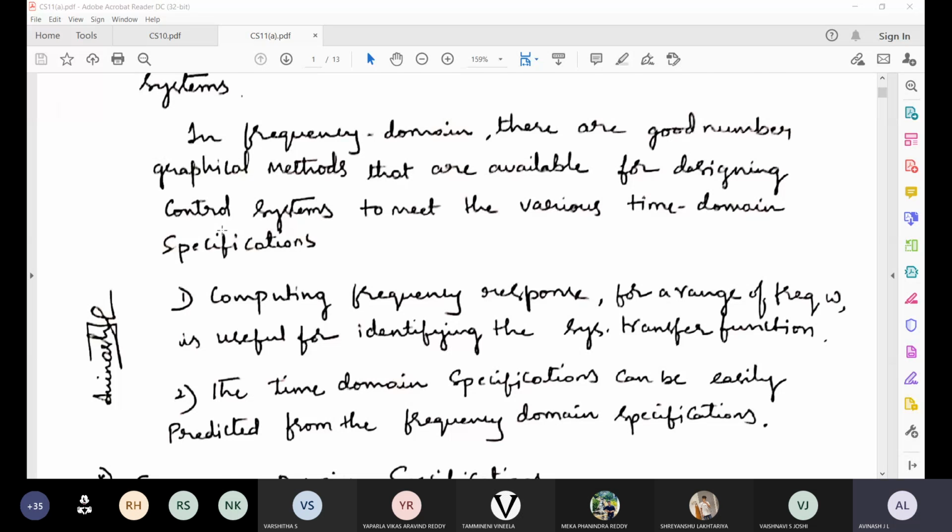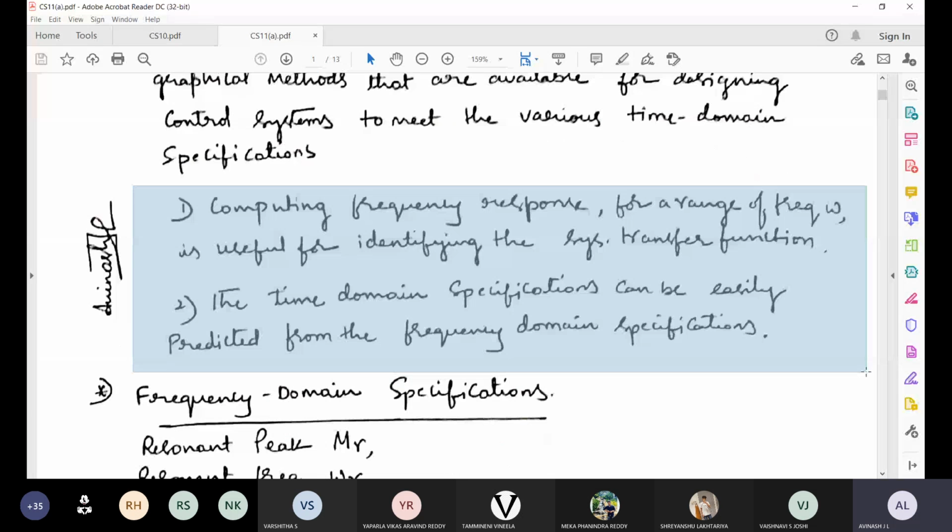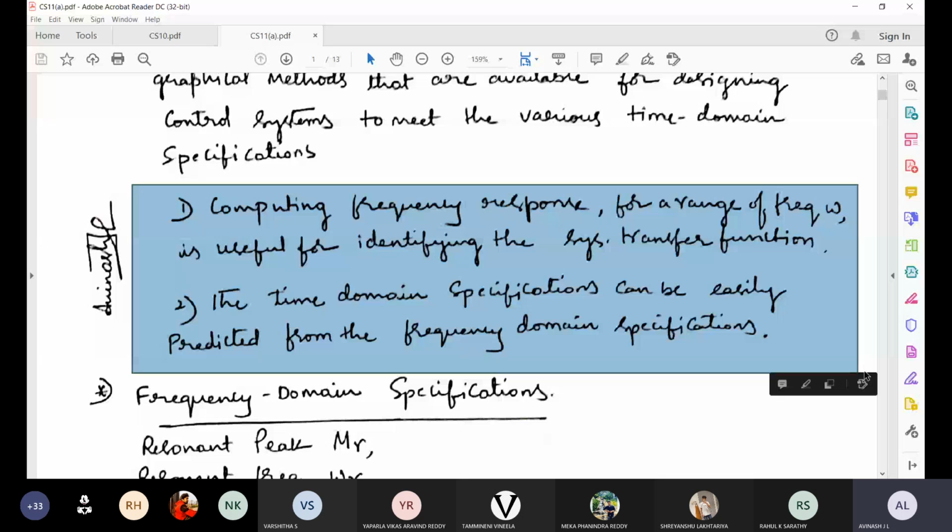The two important things we need to understand. What are the two important things? Computing the frequency response for the range of frequency omega is useful for identifying the system transfer function. That is the first thing. The second thing is the time domain specifications in the frequency domain case. So these are also advantages. When analyzing the time domain specifications from the frequency response, we can go for the frequency domain only.